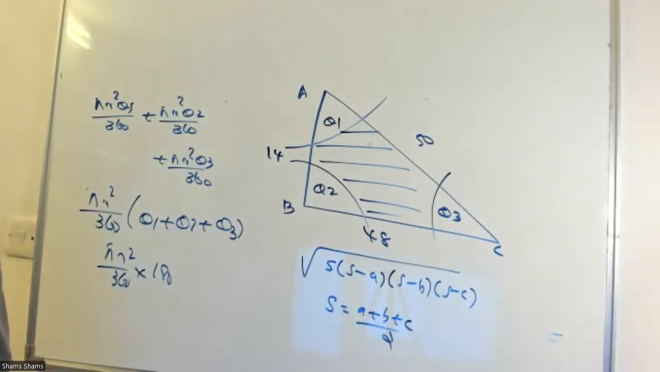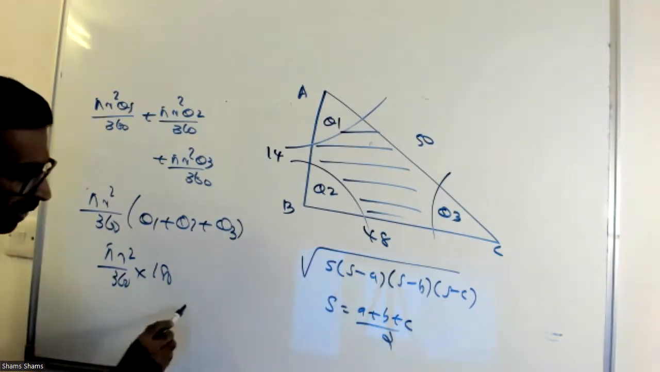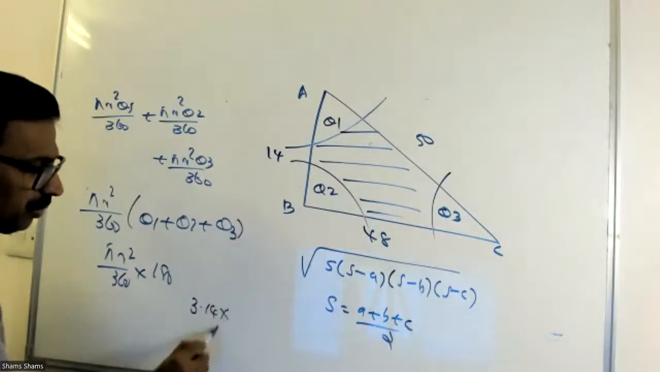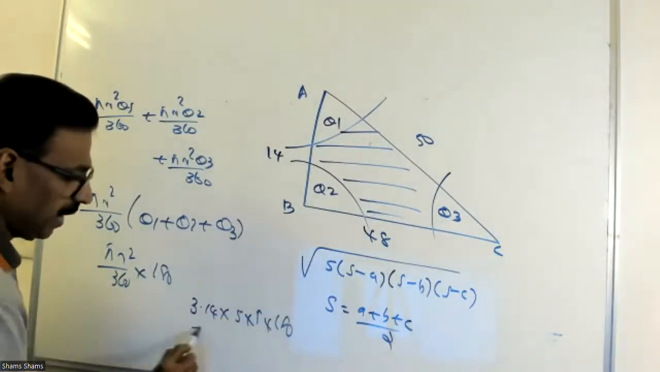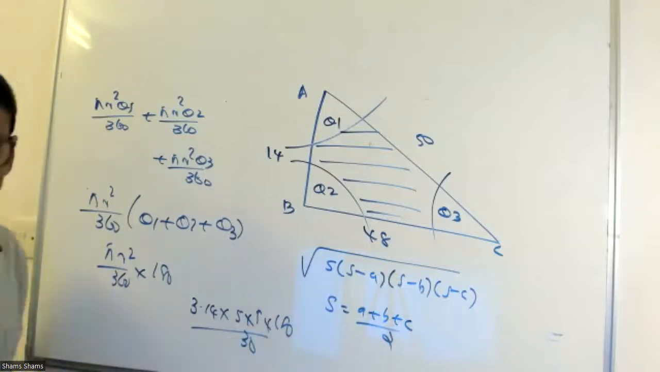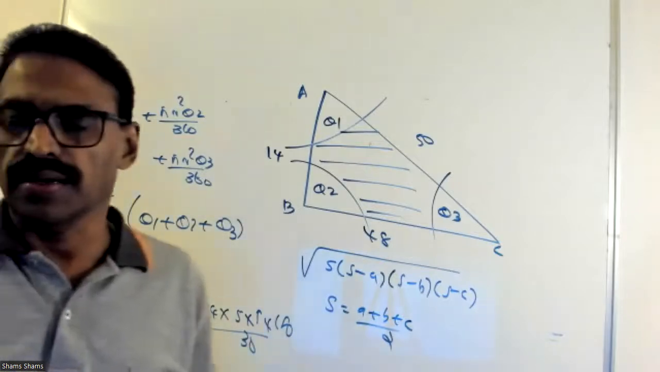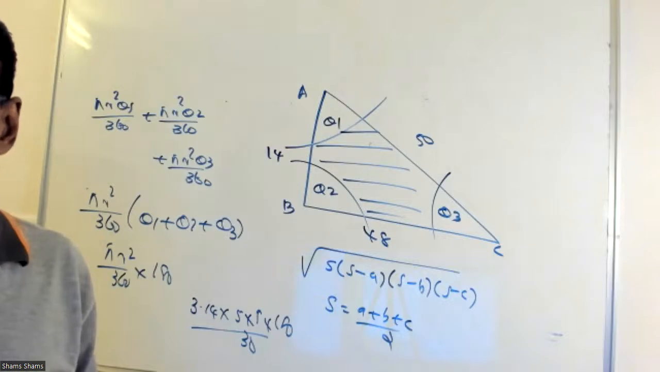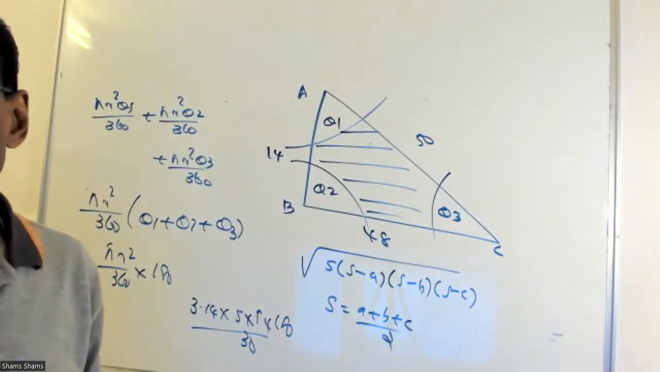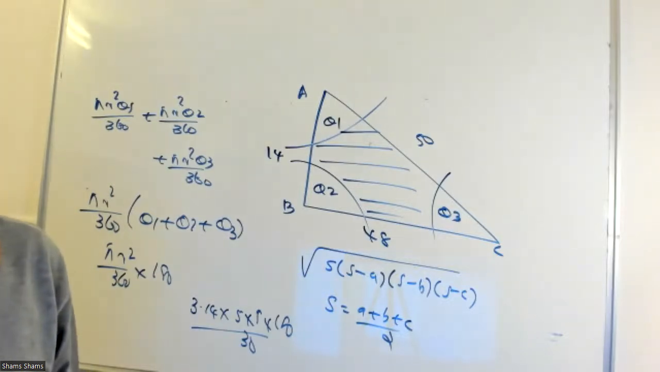Now clear or not? Sarah? Yes. Okay. So then you can finalize: 3.14 into r is 5, 5 into 5 into 180 divided by 360. This is the three sectors together. Lena, we already discussed that part. Theta 1 plus theta 2 plus theta 3 is 180. Now clear or not?